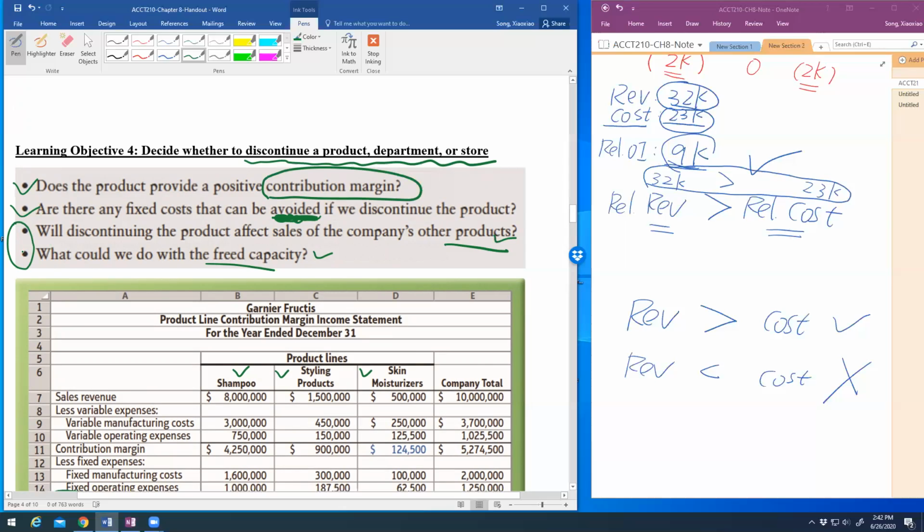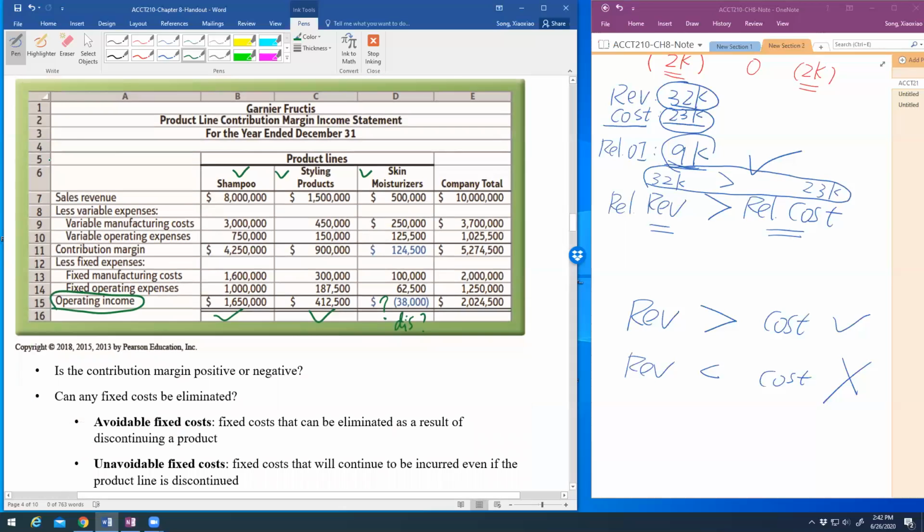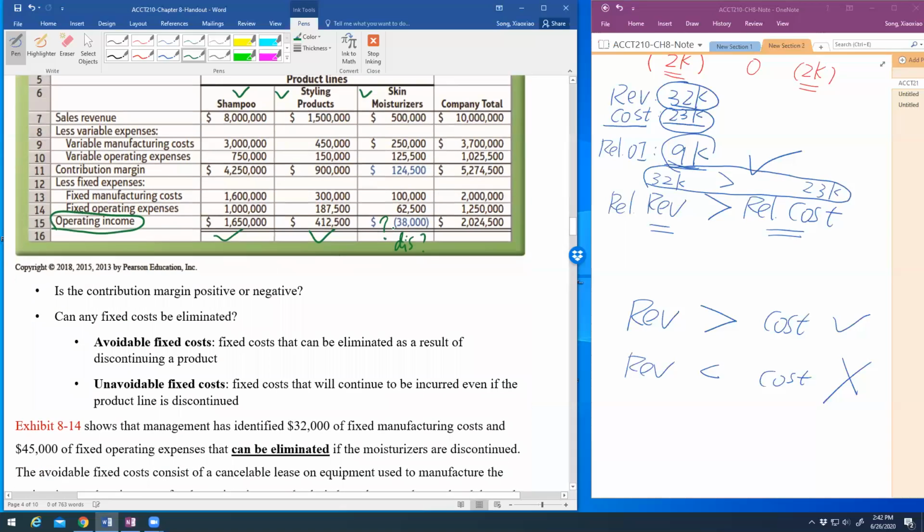So now let's look at this example. We said shampoo, styling, we don't worry. The question is, should we continue with our skin moisture, yes or no, since it has the negative $38,000. But we want to ask whether the contribution margin is positive or negative. And remember, our second question is, can any fixed cost be eliminated?